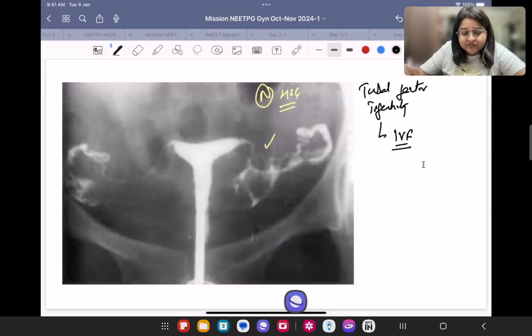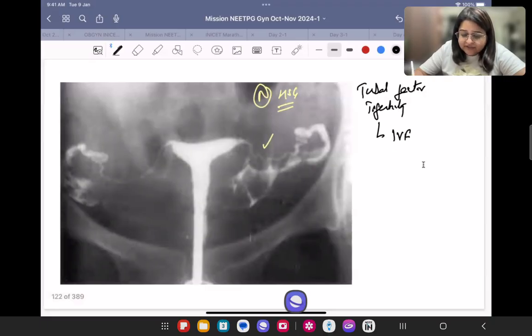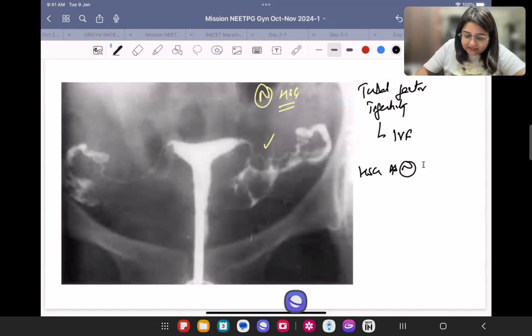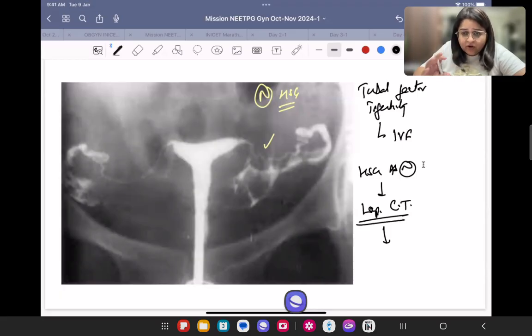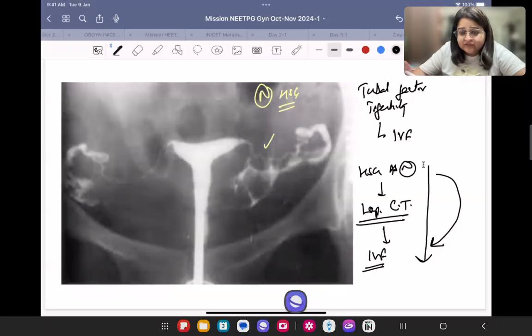So some patients, if the HSG is abnormal, will say, directly do IVF, right? So they will not be willing for a laparoscopy. They don't want an operative procedure. But ideally, if the HSG is abnormal, the ideal way is to first confirm it on a laparoscopic chromotubation. And if indeed there is a block, the next thing we try is to recannulate or open up the block. Then we advise an IVF. So this is the order in which we should go, but some patients directly want to go this way. That's a different thing completely.